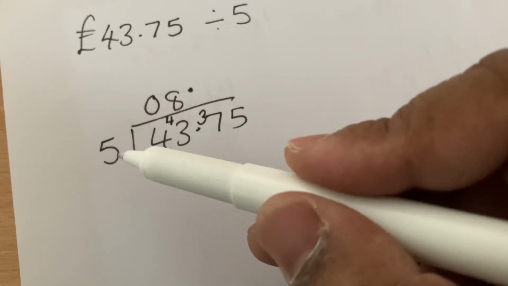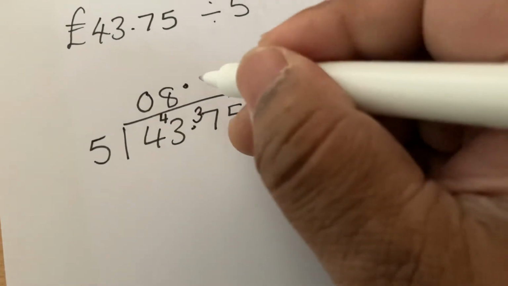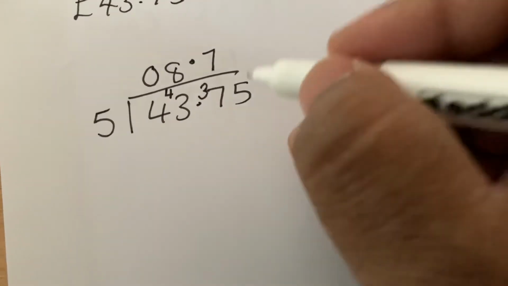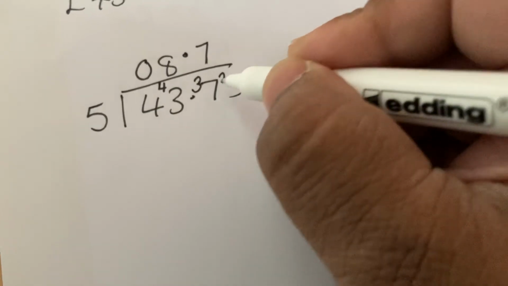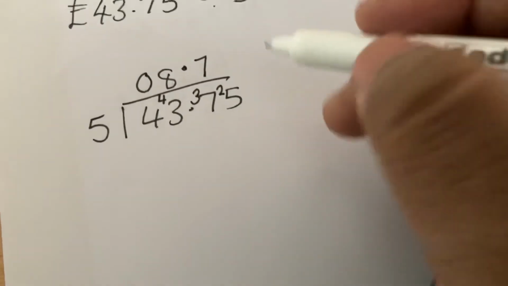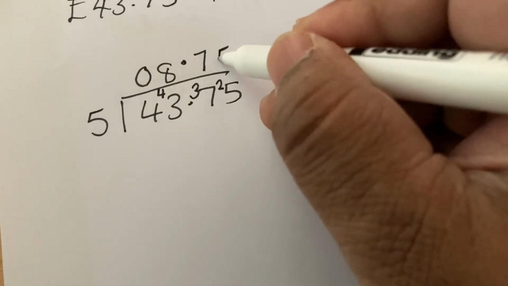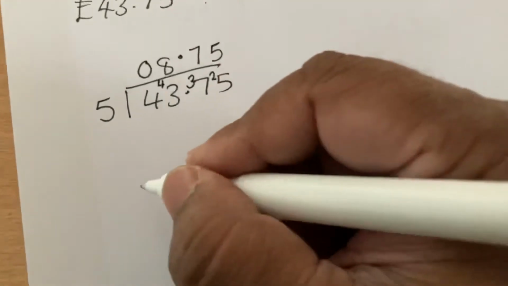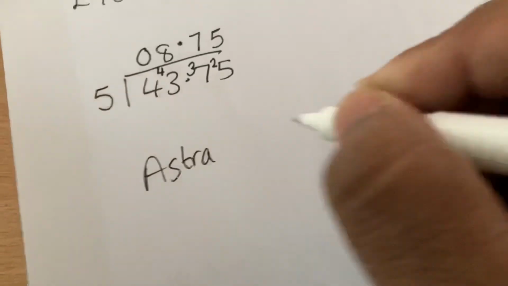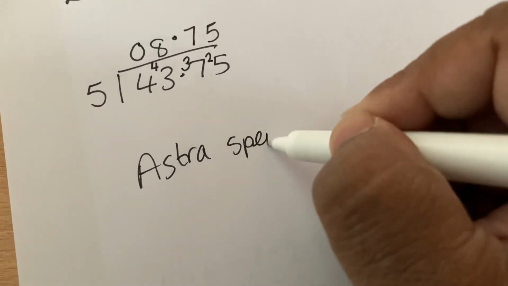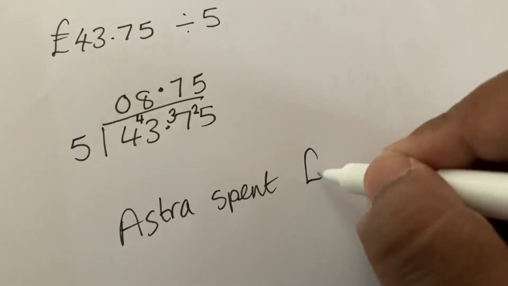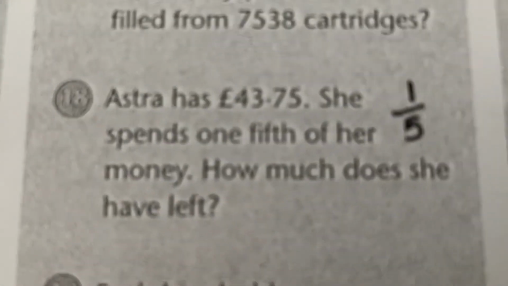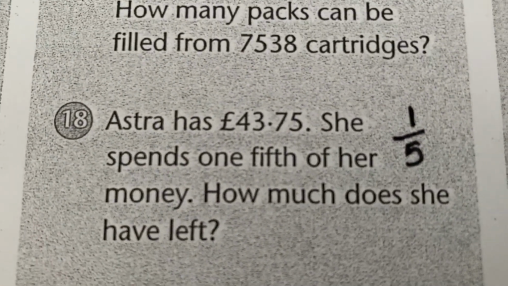Well, I know there are 7 lots of 5s in 35. So I'm going to put 7 here. 7 lots of 5 in 35. And from 35 to 37, that's 2. So I'm going to carry the 2 on. Now, how many lots of 5s are in 25? There are 5 lots of 5 in 25. So, how much did Astra spend? Astra spent £8.75.